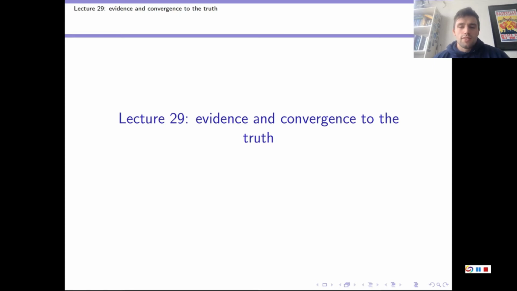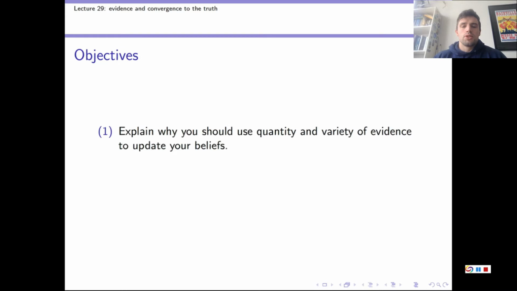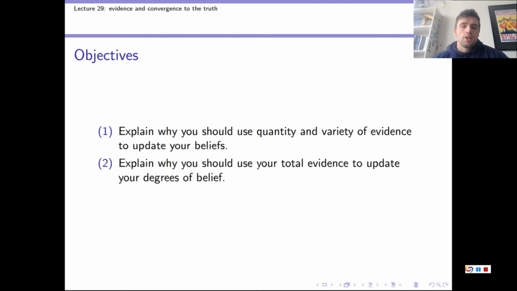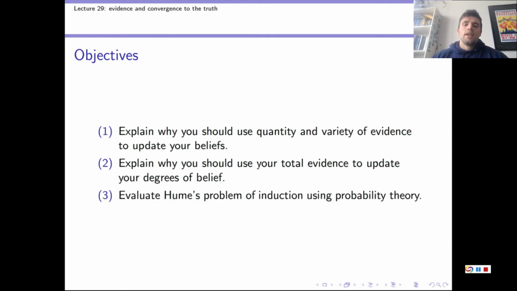The objectives for this video are the following. After watching, everyone should be able to, number one, explain why you should use quantity and variety of evidence to update your beliefs. Number two, explain why you should use your total evidence to update your degrees of belief. And number three, evaluate Hume's problem of induction using what we've learned about probability theory.